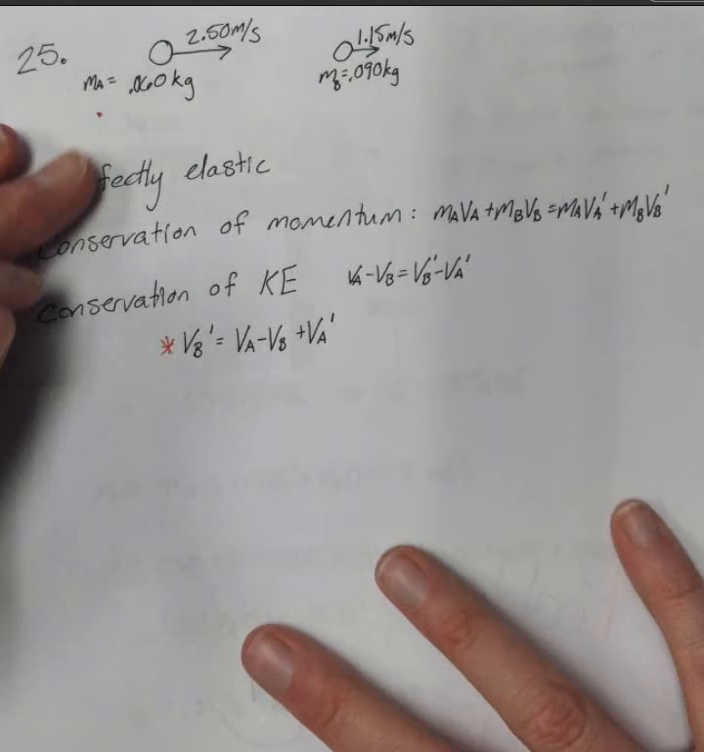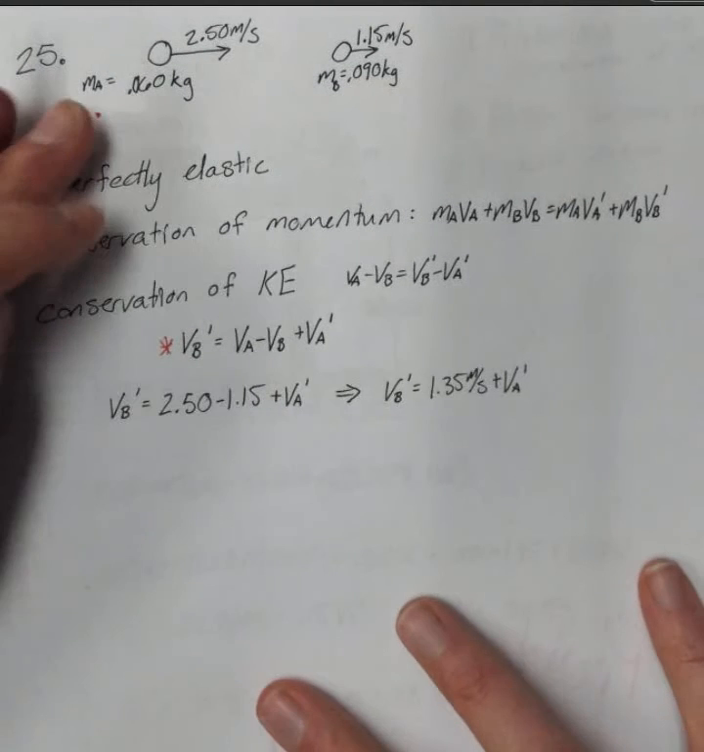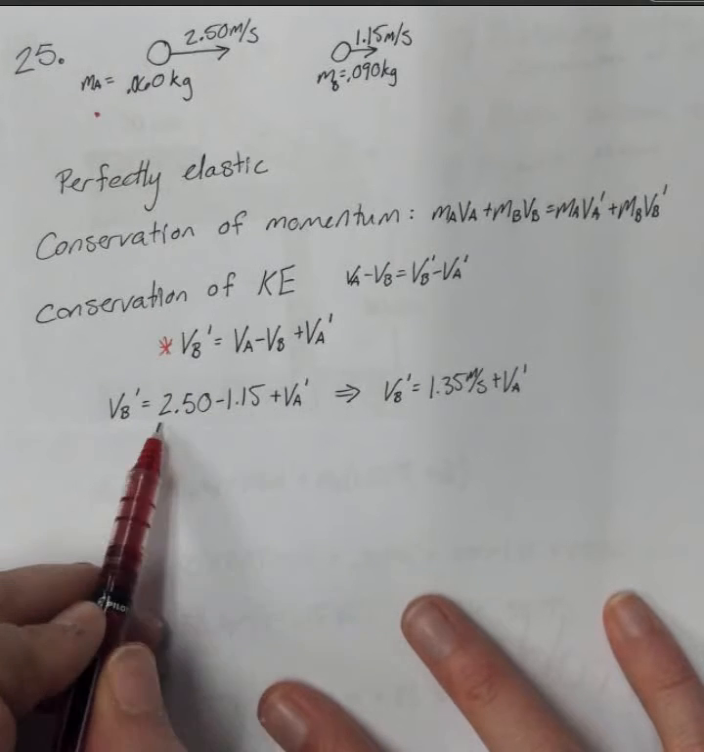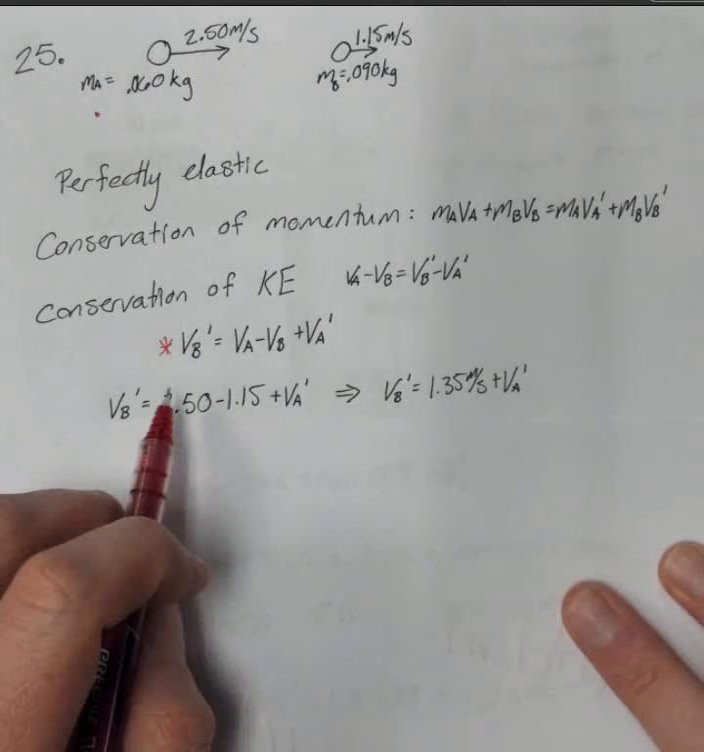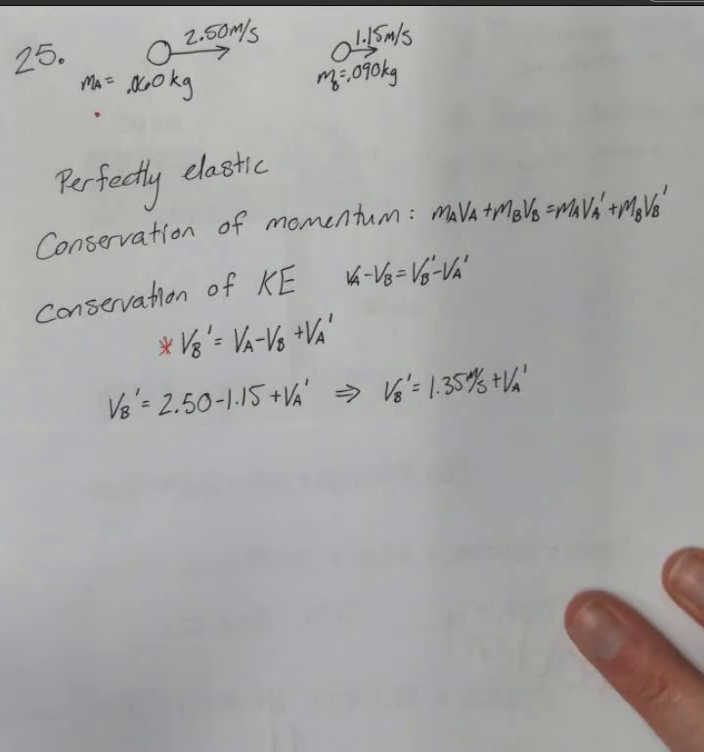And here we've got some non-variable values. So when we plug in our initial velocity for VA and our initial velocity for VB, those are actual real number values, and we get that VB prime is going to be equal to 1.35 meters per second plus VA prime.